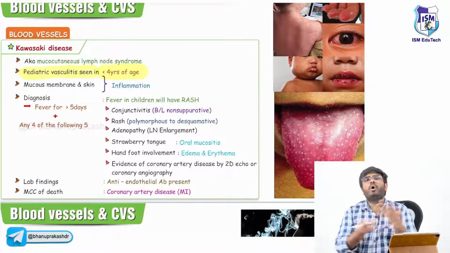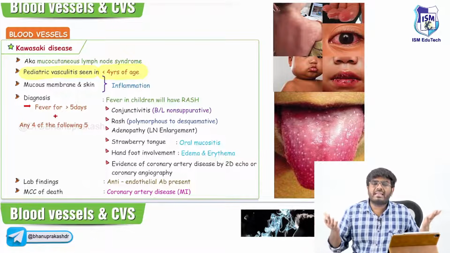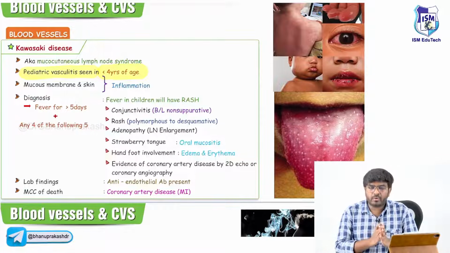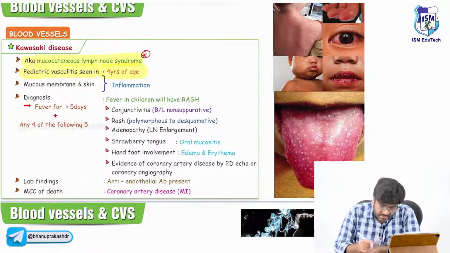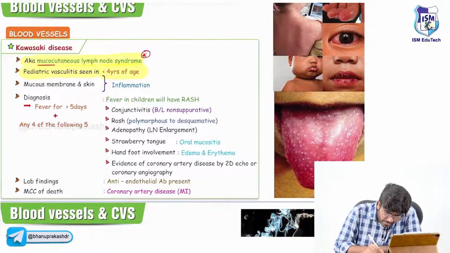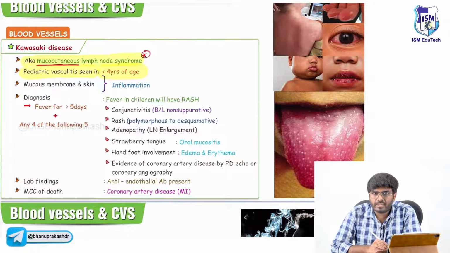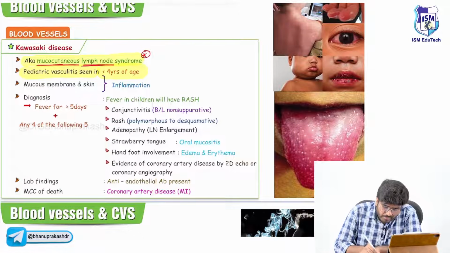So why is it happening? No idea. No one knows exactly why it happens. This Kawasaki disease is also called mucocutaneous lymph node syndrome, sir. Which means the mucous membranes and the skin involvement will be there, and the lymph node involvement will be there.